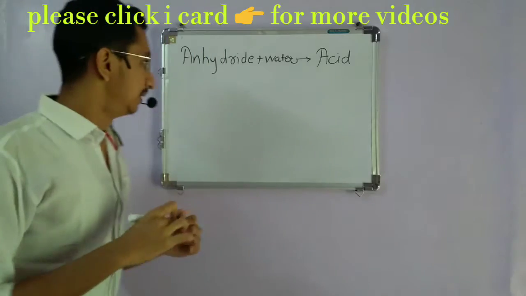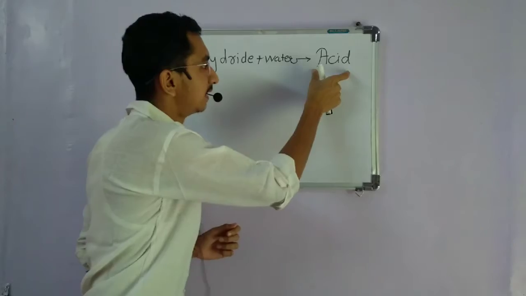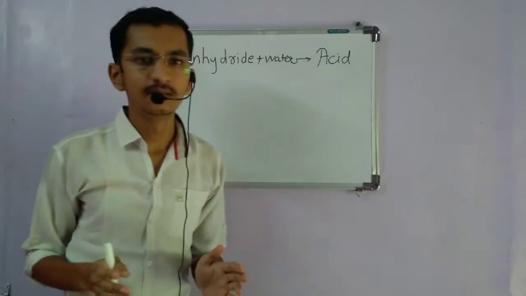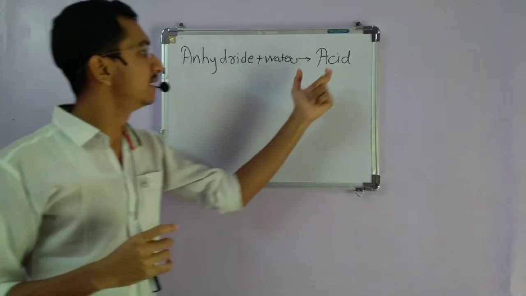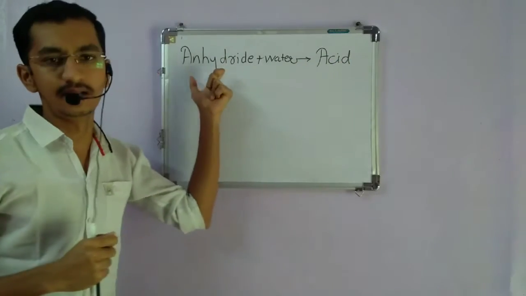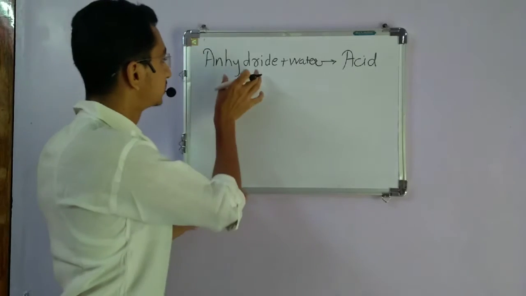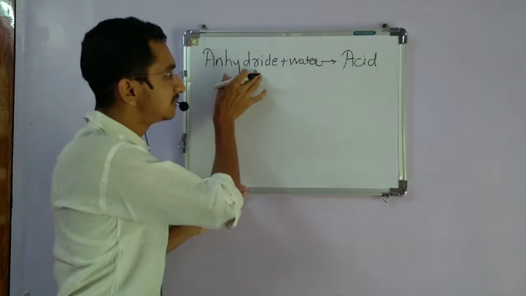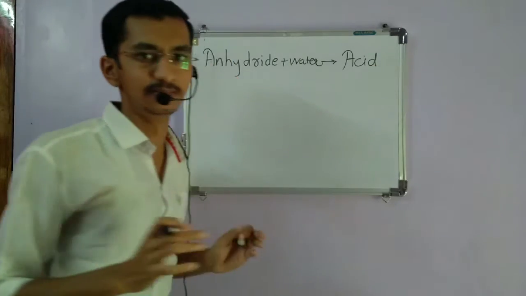Here we know anhydride plus water gives acid. Before going to this, I will tell what an anhydride is. When we remove water from an acid, we get an anhydride. I will tell tricks regarding this. The oxidation number of an anhydride is always equal to the oxidation number of its acid.